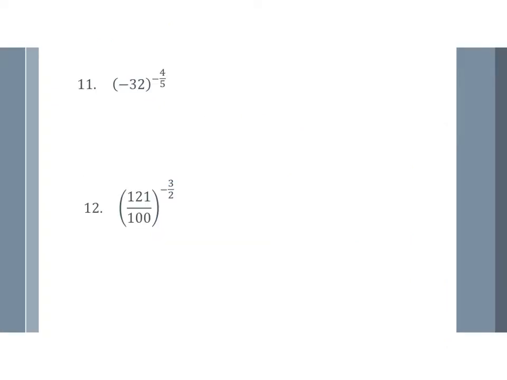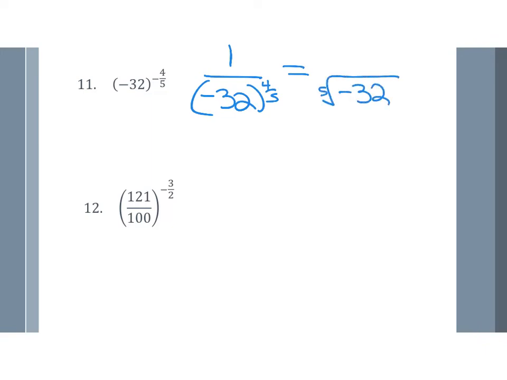Again, notice the root is an odd number, so I can find the fifth root of negative 32. However, notice it's a negative exponent. I need to make it a fraction or the reciprocal first. So I'm going to move the whole thing underneath the 1. I'm going to make my exponent positive now. And now I'll turn it into the radical symbol. Again, the 5 is an odd number, so I can actually find the fifth root of negative 32.